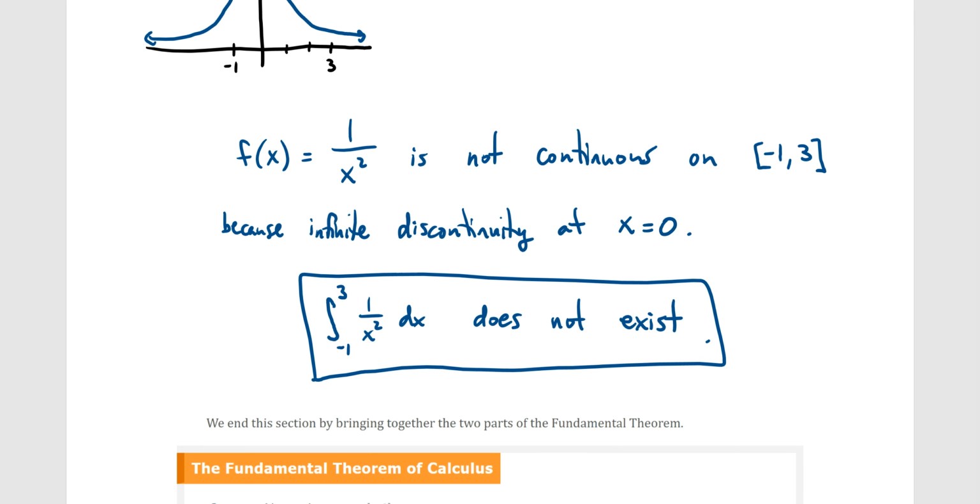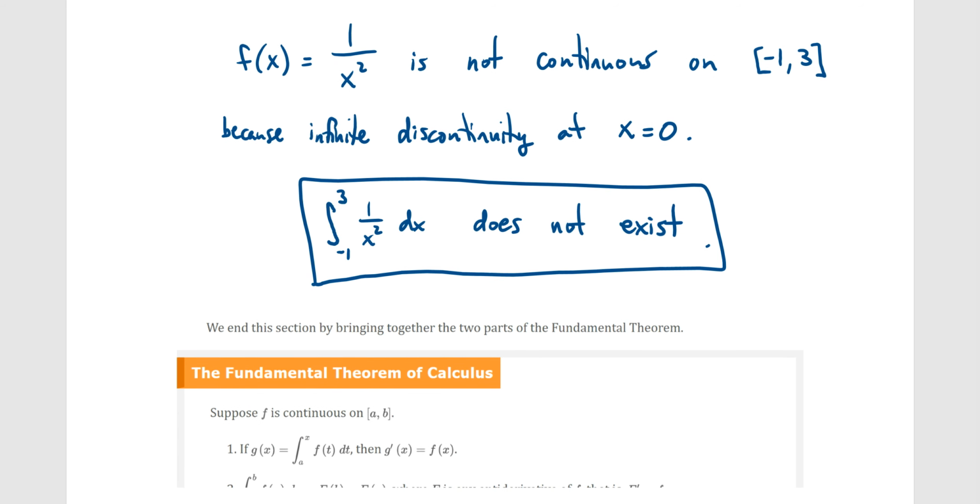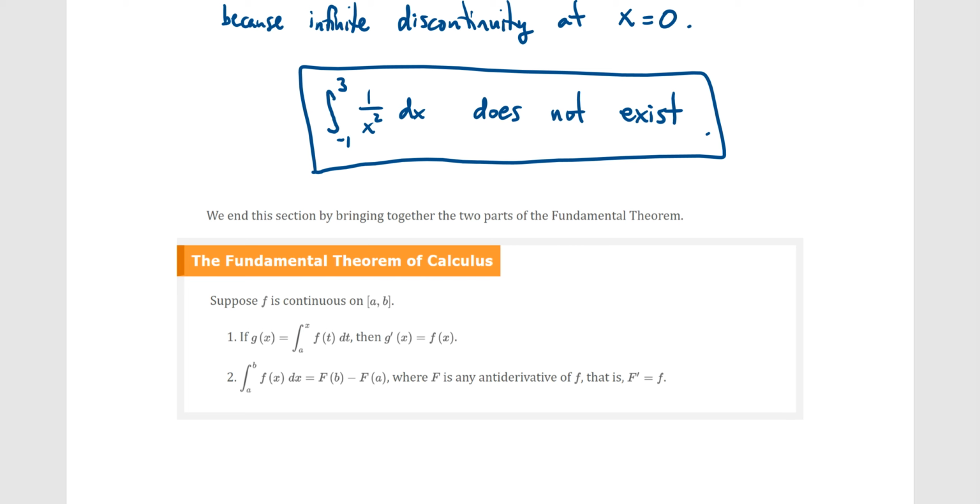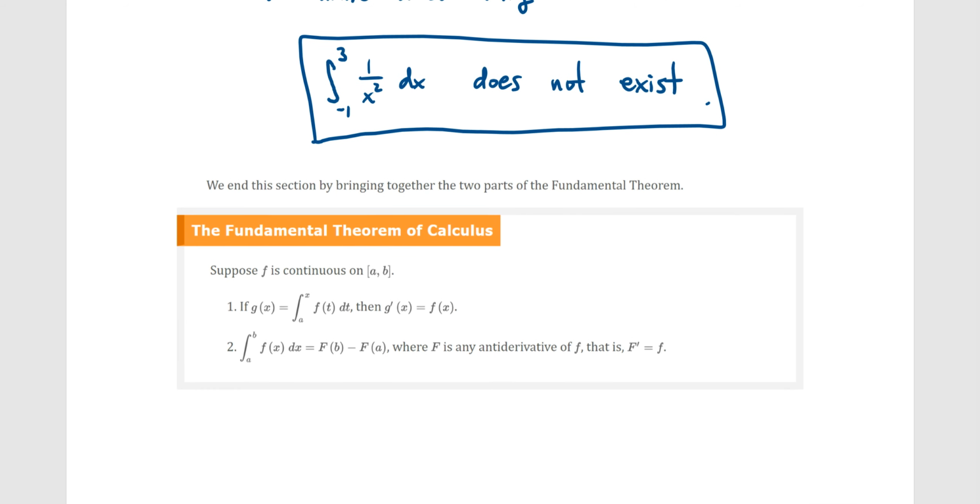Okay, so a little tricky. If it's discontinuous on the interval, then it actually does not exist for that integral. Okay, so we have our two things for this section, the fundamental theorem of calculus. The first one, and the second one, so make sure that you know both of them, and that is it for this section.